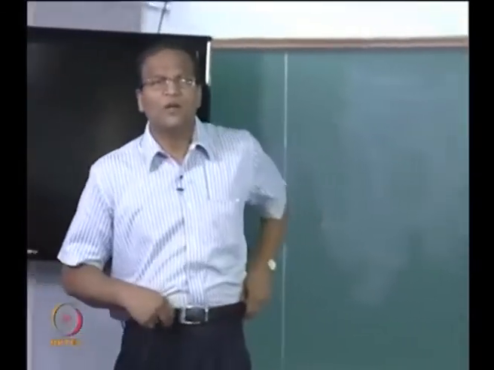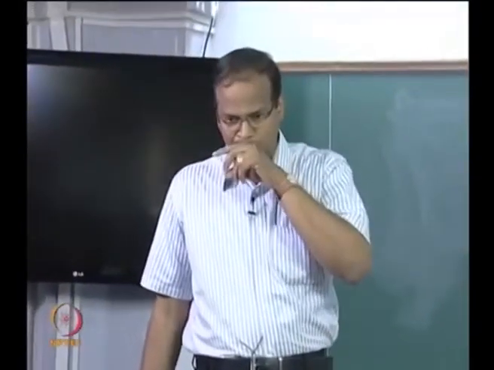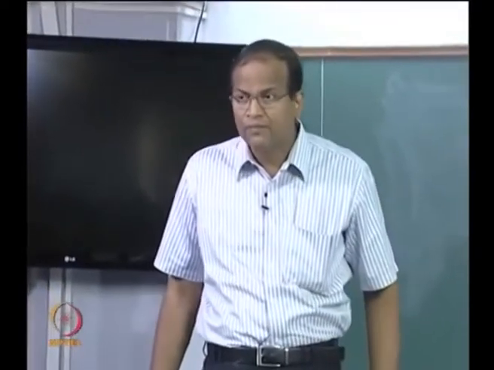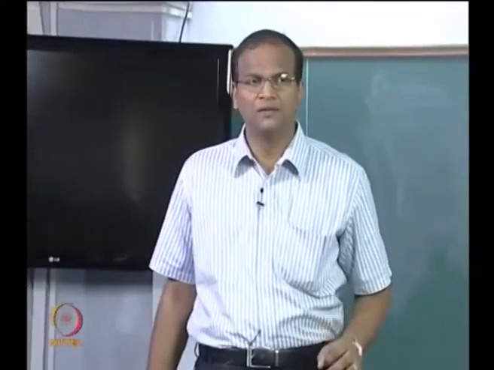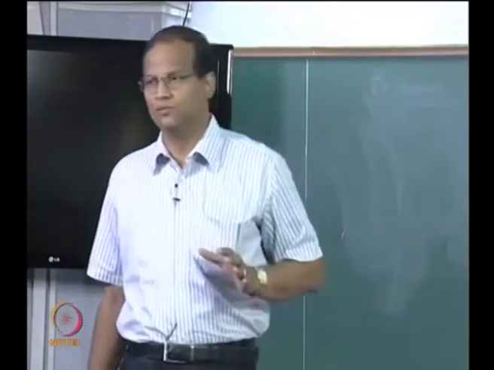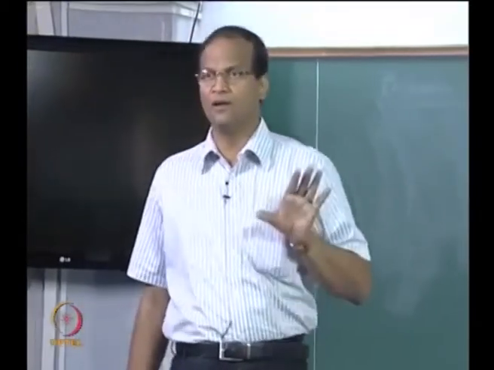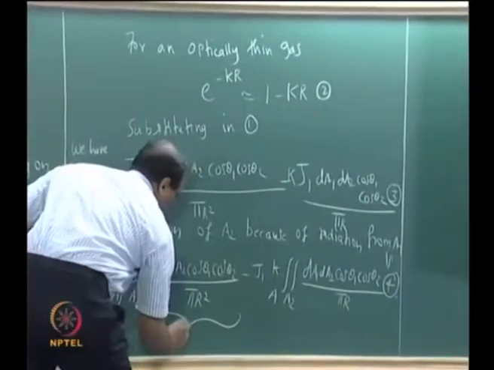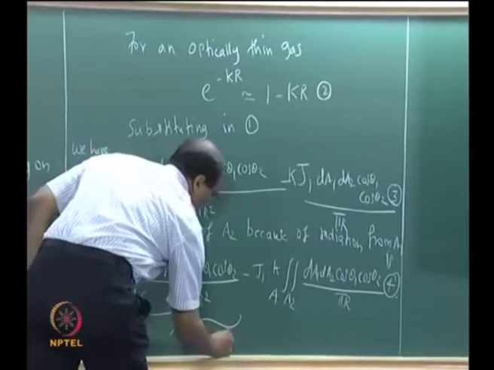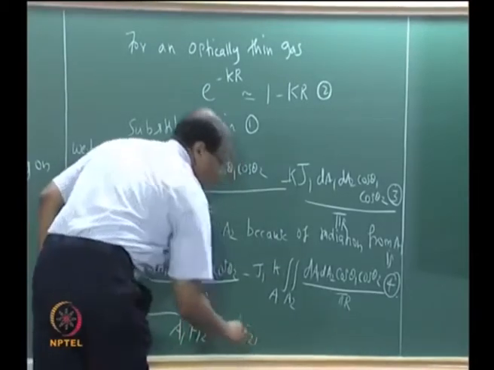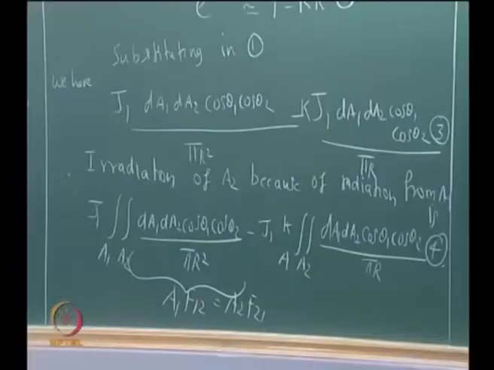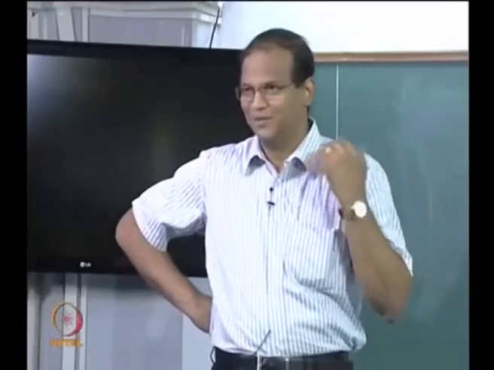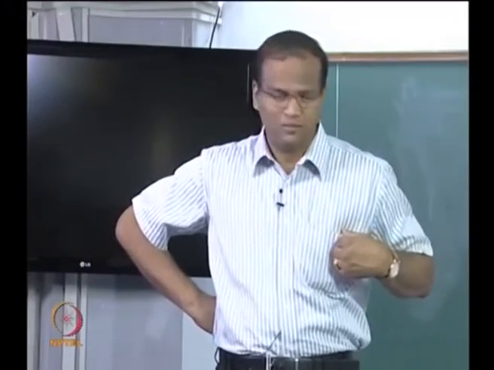What is the first term? J1 into what is the integral? It is not U factor, be precise. A1 F12. U factor is 1 by A1. Okay. So, this is known to us. We solved so many problems with this, we solved so many problems without this. So, that is A1 F12.